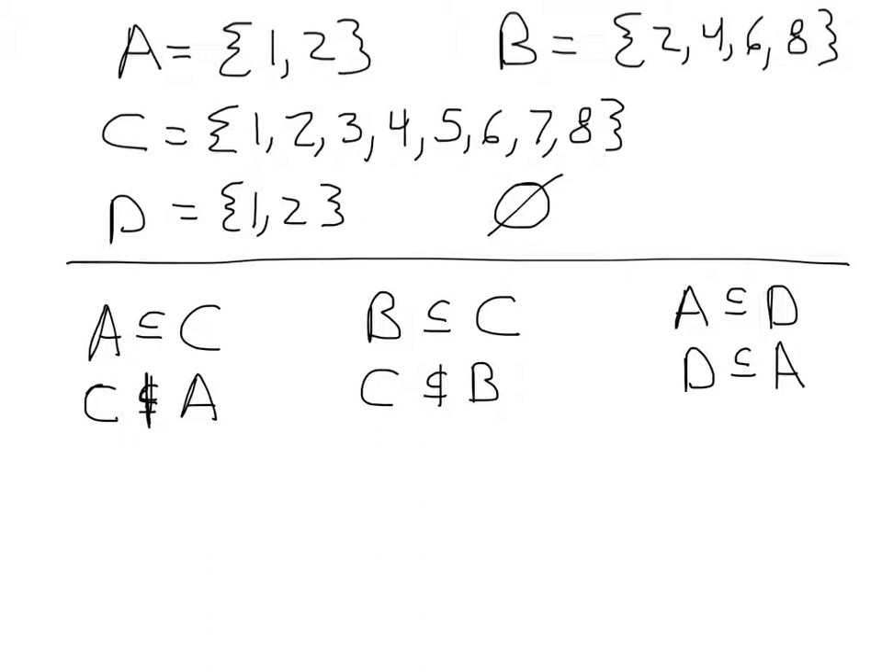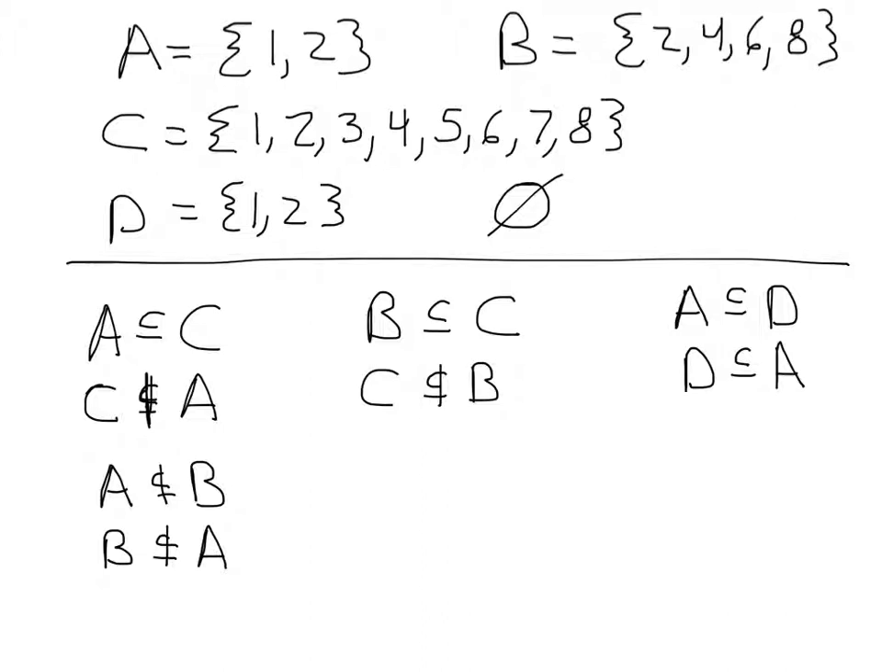By the way, not everything has to be a subset. Notice that A and B: A is not a subset of B because the element 1 in A doesn't exist in B. So A is not a subset of B. But also B is not a subset of A, because the element 4 in B doesn't have anything in A. There's no 4 in A.